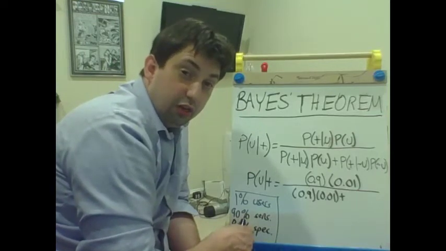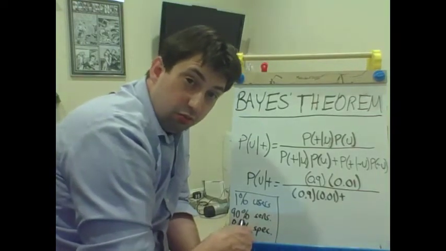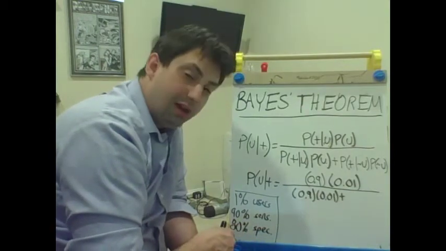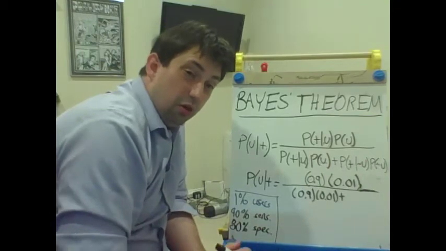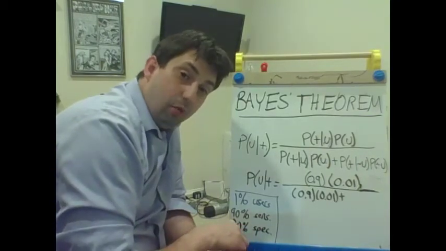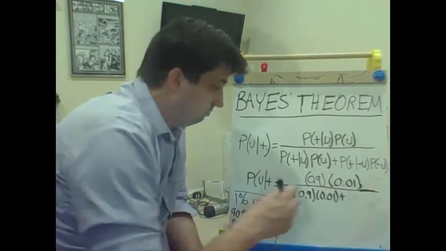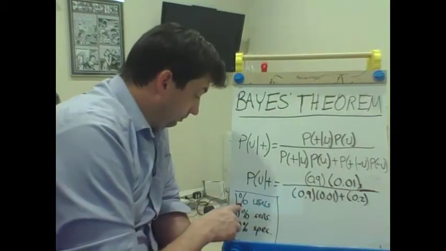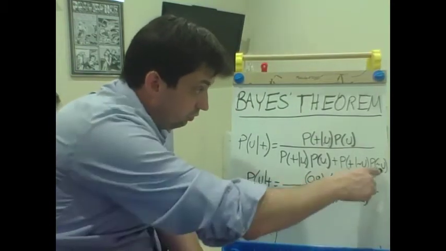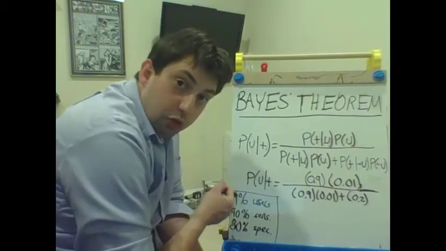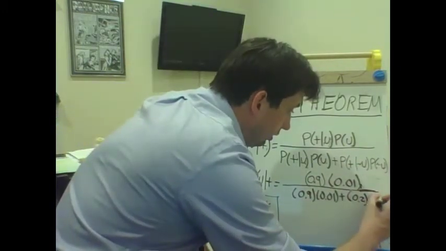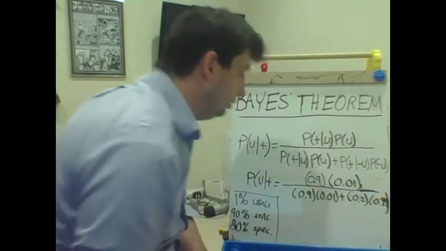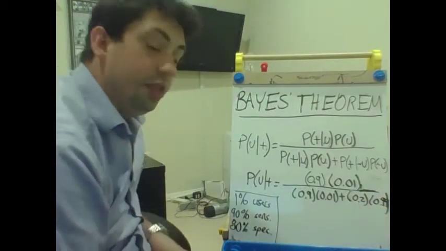Since it can either be correct or incorrect, right or wrong, we take 1 minus 0.8 to get 0.2. And finally, not a user. Well, if 1% are users, then 99% are not users, and then we simplify.